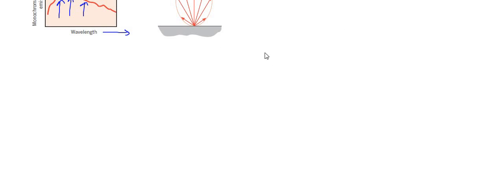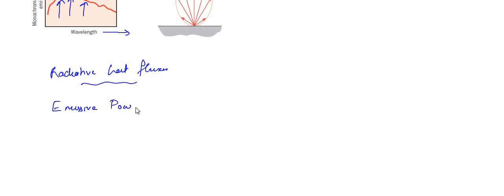Now we will move on to the different radiative heat fluxes. Radiative heat fluxes, let me just write that down. Let us see the different types of radiative heat fluxes. The first one is called the emissive power, E, and its unit is watts per meter square.